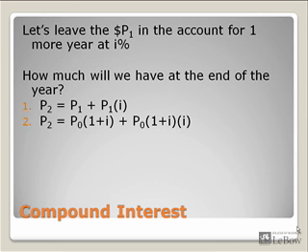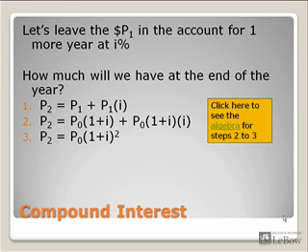And I have done so here in this line. Here we see that P2 is equal to P0 times 1 plus I, plus P0 times 1 plus I times I. Now we could reduce that equation and simplify it by finding this equation here. P2 is equal to P0 times 1 plus I squared. Now, if you're not sure how I jumped from step 2 to 3, please click on this orange box and it'll give you the detailed description of how we moved from step 2 to step 3.